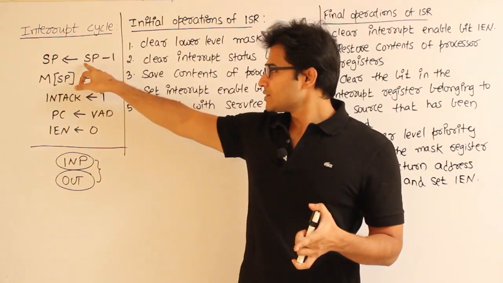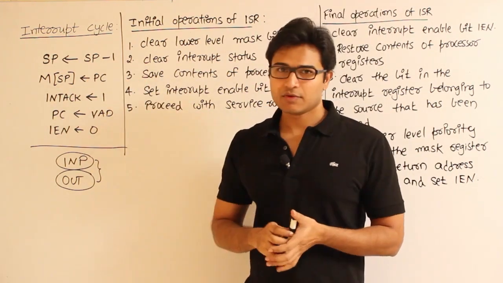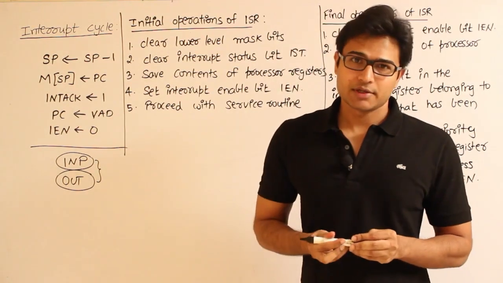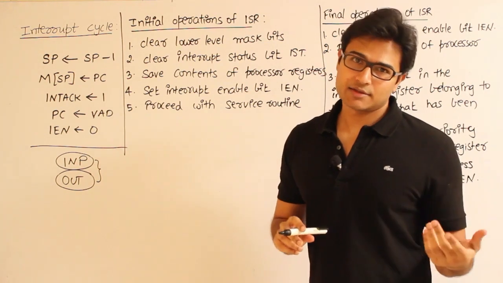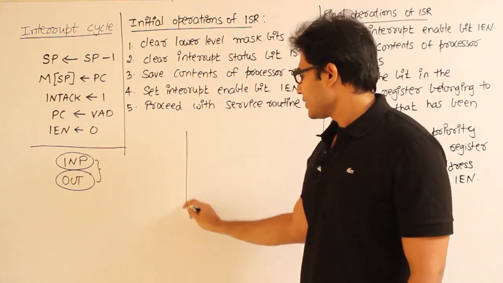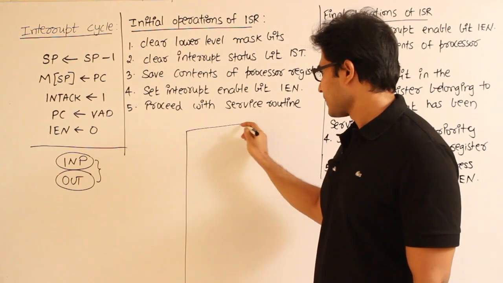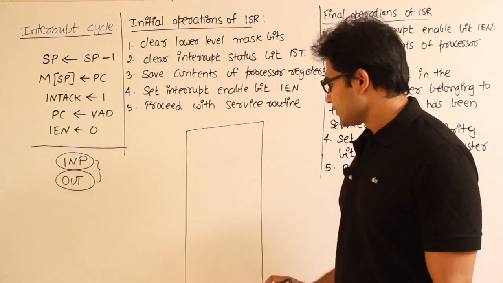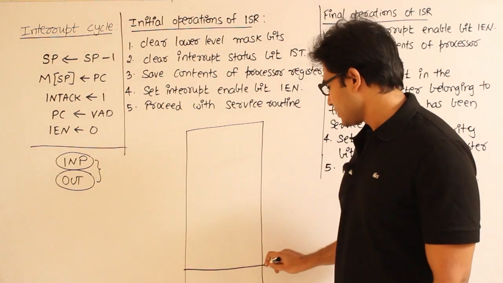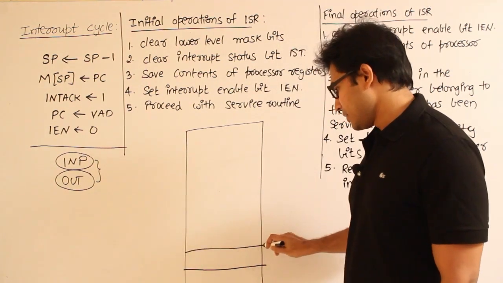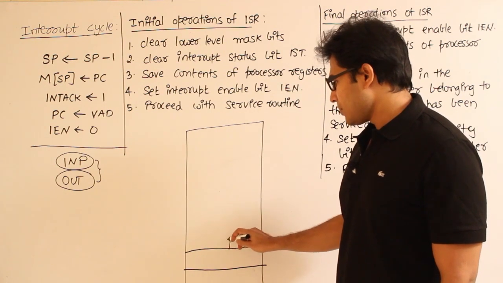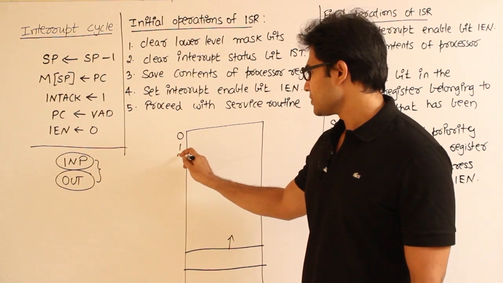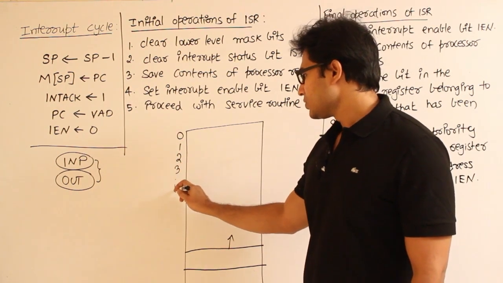So the first thing is SP = SP - 1. In order to understand this SP, that is the stack pointer, you have to understand how the stack is implemented. Now assume that this is the memory. Generally the stack will start somewhere. Let's say this is the stack, and it will grow upwards. This may be address 0, this may be address 1, this may be address 2, this may be address 3, and so on.